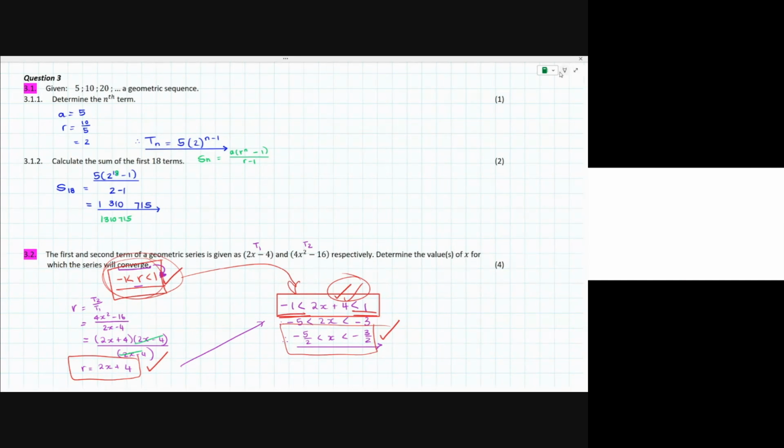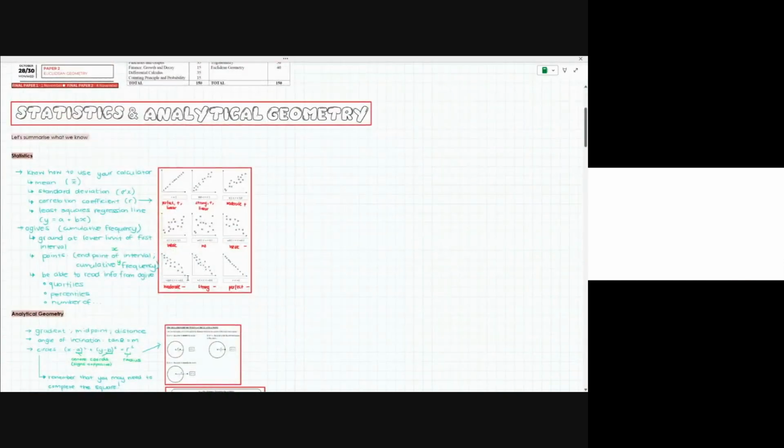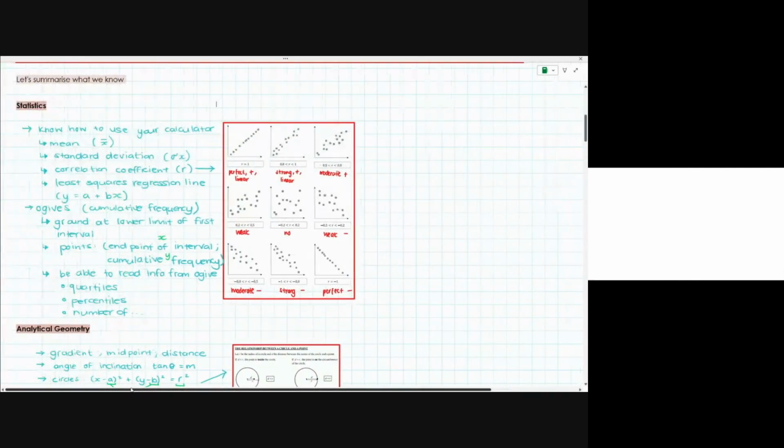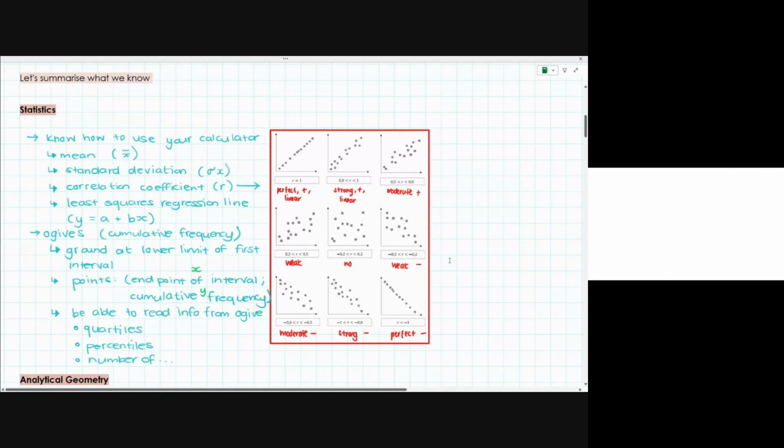Alrighty, guys, so let's get into our stats and analytical for the day. So I did say to you that I'm not going to spend a whole lot of time going through the summary of what we know. We can screenshot and we can move on, just because obviously practice makes perfect. I will point out a few things, but realistically, this is everything that you know already. Okay, so in terms of stats, the most important thing I can say to you is know how to use your calculator. Okay, you need to be able to calculate the mean, standard deviation, R, least squares, regression line. If you can't use your calculator, stats is going to be very, very tricky.